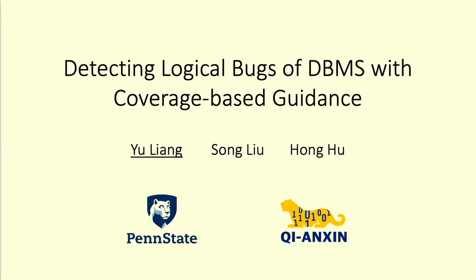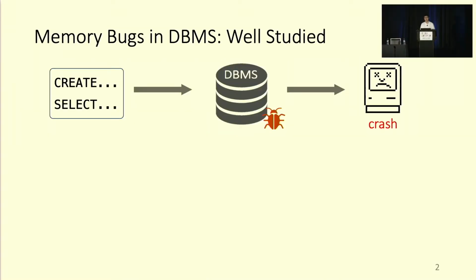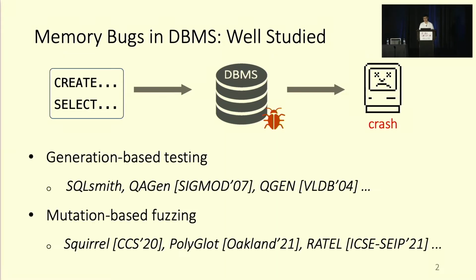Today I'm going to present a paper named Detecting Logical Bugs of DBMS with Coverage-Based Guidance. Bugs in the DBMS, database management system, are being widely studied. Most previous works focus on detecting memory corruption bugs, which will crash the DBMS program. Existing works include generation-based testing tools and mutation-based fuzzing tools.